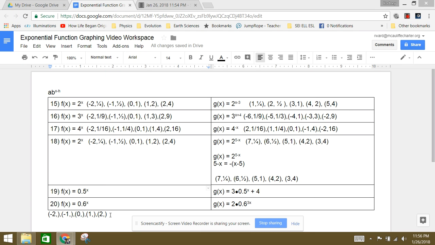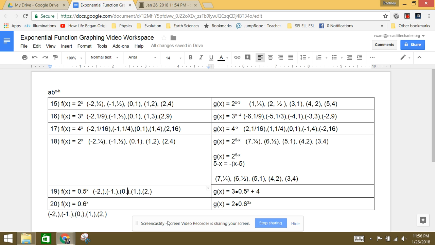Okay, let's take a look at number 19. So number 19, I'm going to go ahead and set up a table of values. I've set up my standard 5 x values that I'm going to try. We'll start off with some basic points, the y-intercept.